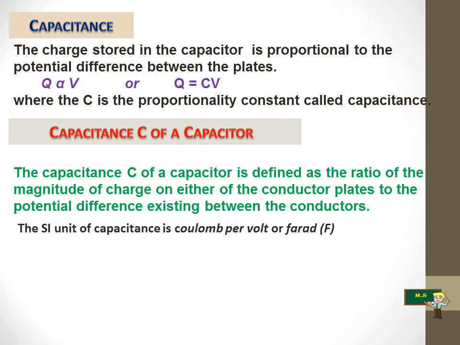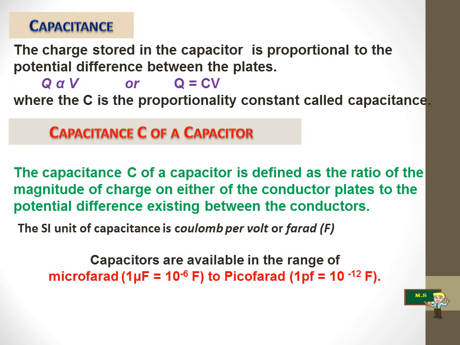The SI unit of capacitance is coulomb per volt, or farad, F. Capacitors are available in the range of microfarad, where 1 μF is equal to 10 to the power minus 6 F, to picofarad, where 1 pF is equal to 10 to the power minus 12 F.